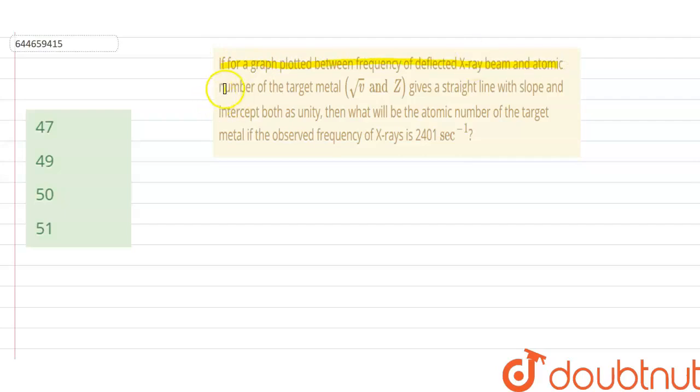Hello, so our question is: if a graph plotted between the frequency of the deflected X-ray beam and the atomic number of the target metal gives a straight line with slope and intercept both unity, that is important to be remembered, then what will be the atomic number of the target metal if the observed frequency of the X-ray is given?